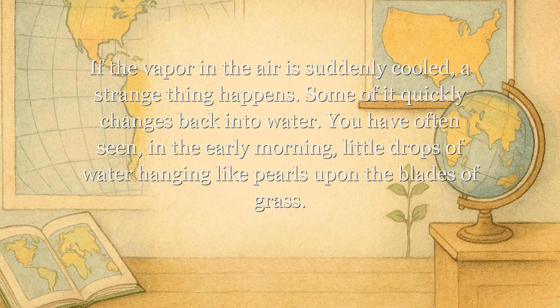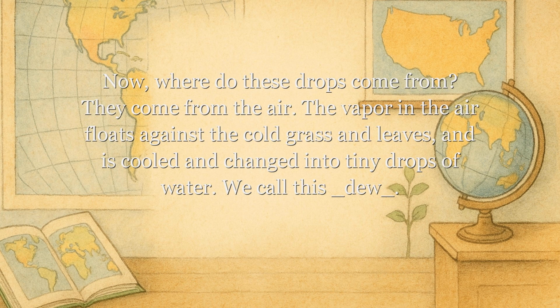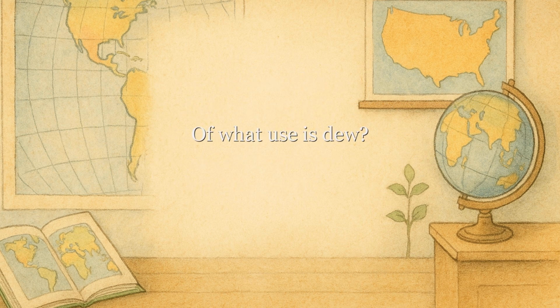You have often seen in the early morning little drops of water hanging like pearls upon the blades of grass. Now, where do these drops come from? They come from the air. The vapor in the air floats against the cold grass and leaves and is cooled and changed into tiny drops of water. We call this dew. Of what use is dew?